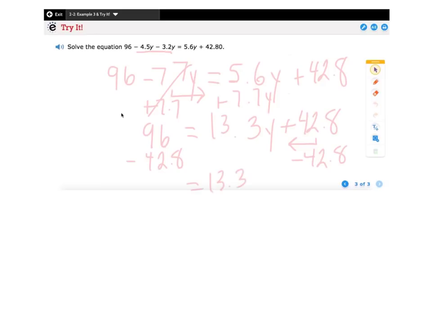All right, 13.3y. Let's see. This is going to turn into 53.2. Okay, so we got some decimals here, not the best numbers in the world. We need to divide by our coefficient, 13.3. However, when we do that, I do believe we get a good number, right? I get 4. Hopefully that's what you got as well. So there we go. Solve the equation, very straightforward. Bam, we solved that for y.